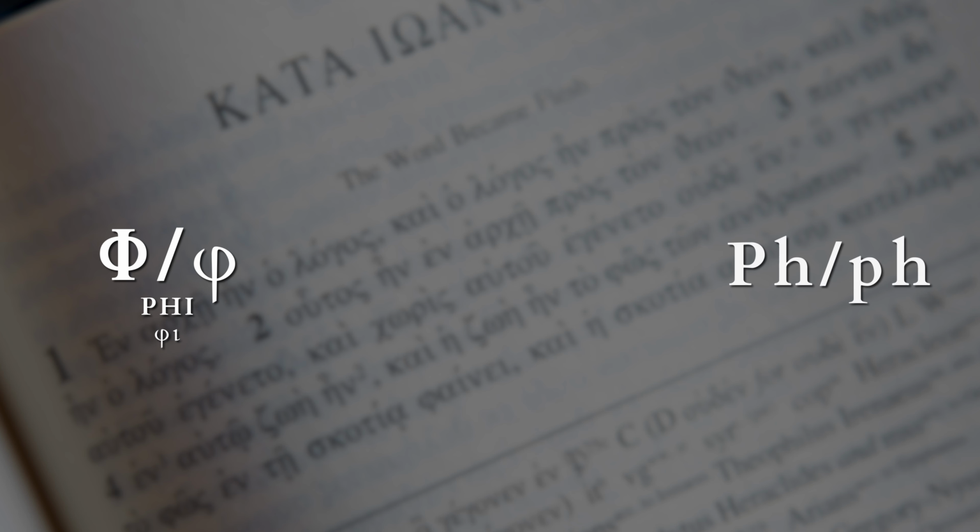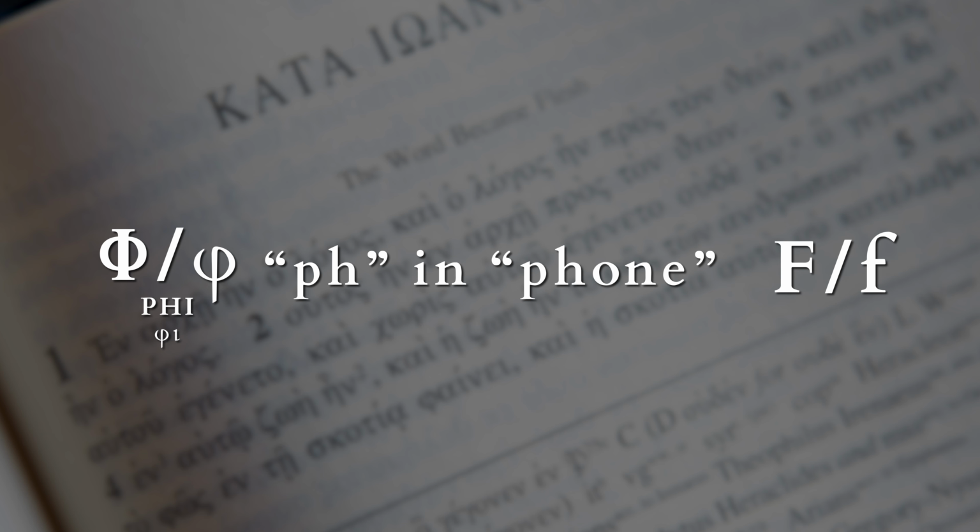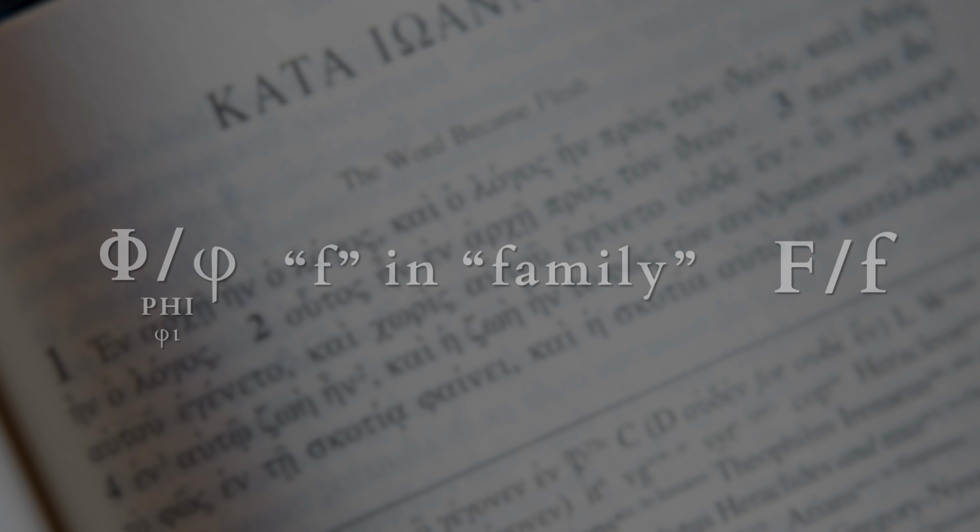As with pi, you're probably already familiar with phi from your math classes. The symbol is unique, with a minor resemblance to an English Q in the lower case. Phi is the representation of the English PH sound, as in phone. For our purposes, you could also think of it as an F sound, as in family.